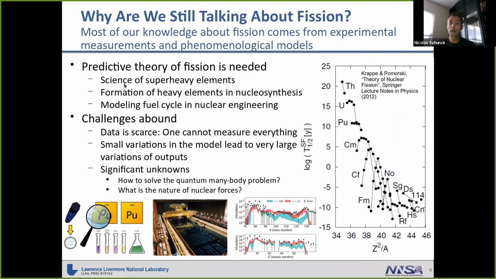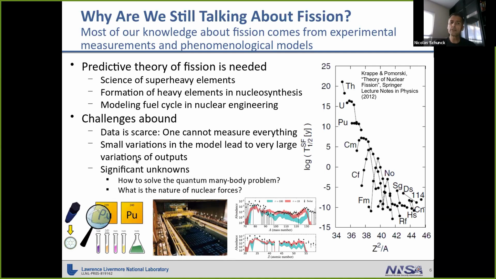So this is needed for understanding the structure of superheavy elements, as I was briefly mentioning, to understand how heavy elements are formed in nucleosynthesis. But in practical applications, to model the fuel cycle of a nuclear reactor, you also need such a predictive theory of fission. The problems are that it's not that easy to get data because some of those isotopes that you may be interested in are unstable, so their lifetime is too short to make the experiment. Sometimes it's too expensive. Sometimes it's kind of dangerous because it's radioactive. And so you don't have that much data with which you could validate your models.